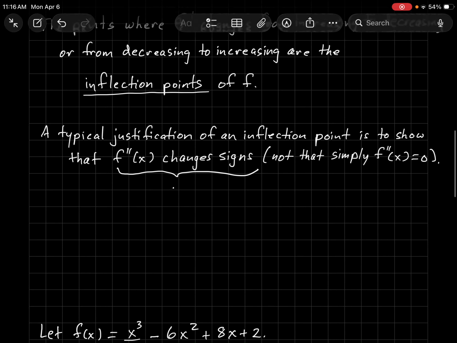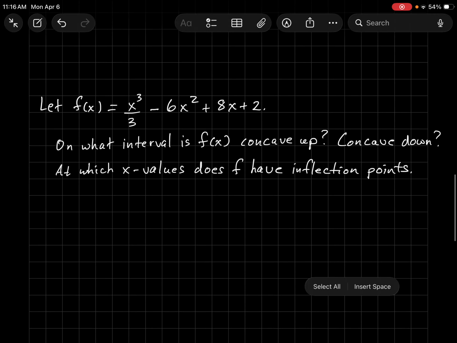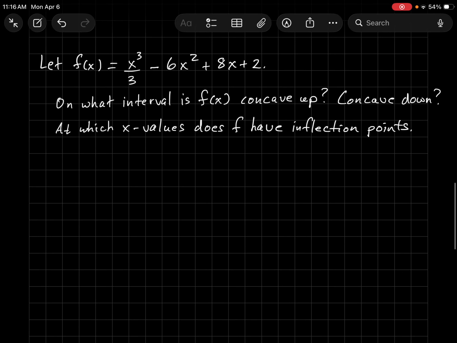Let's start with an algebraic example. Consider f of x equals x cubed over 3 minus 6x squared plus 8x plus 2. We want to find the intervals where f is concave up, concave down, and find the inflection points of the function f.